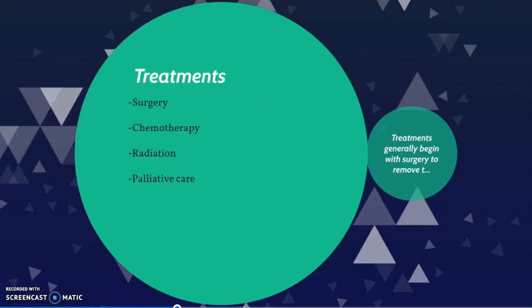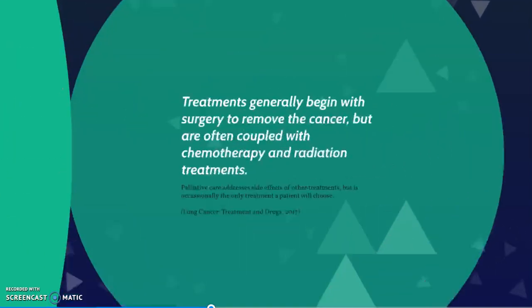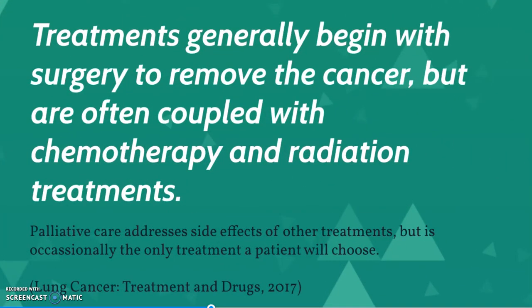Treatments for lung cancer generally are going to be surgery, chemotherapy, radiation, and palliative care. Surgery to remove cancer is just one option. It generally includes wedge resection, or removal of a small portion of the lung, segmental resection, which would be removal of a larger portion but not the entire lobe, lobectomy, which is the removal of an entire lobe, and pneumonectomy, which is the removal of an entire lung.